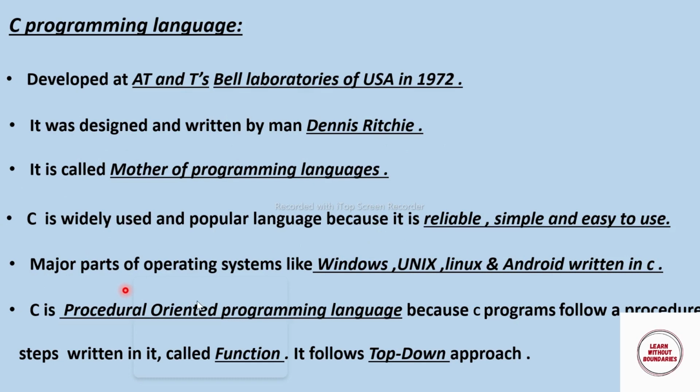Major parts of operating systems like Windows, Unix, Linux, Android are written in C, and the execution speed of C is better than other languages. C is a procedure oriented programming language because C follows procedure steps written in it called functions, and it follows a top down approach. We will see what the functions are and how C follows the top down approach when we start learning programs. That's it for today.